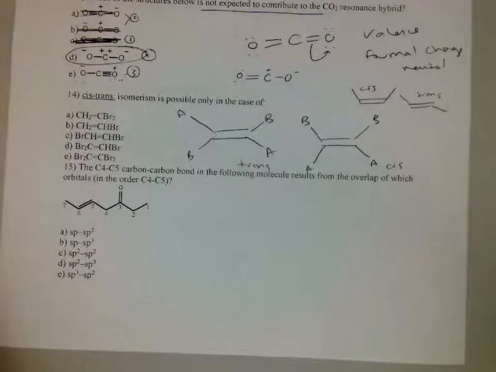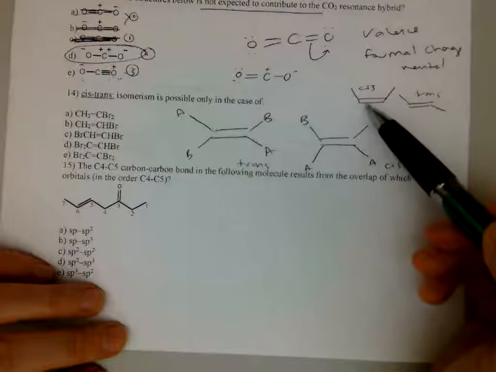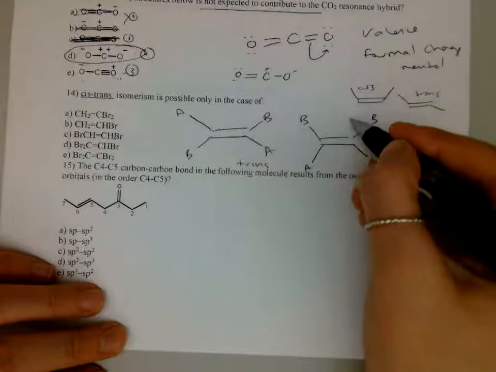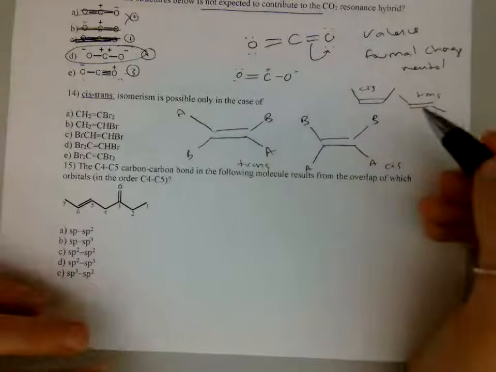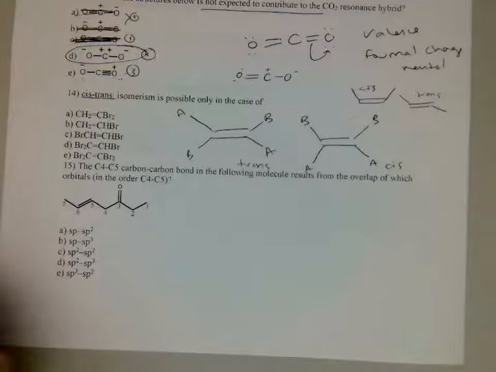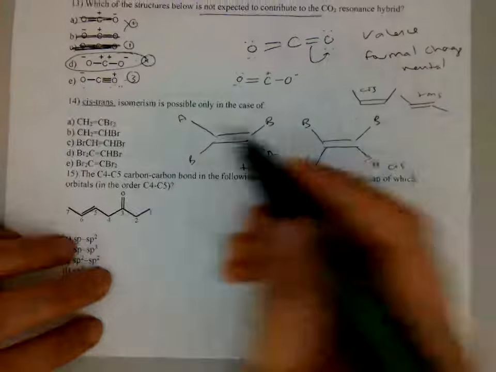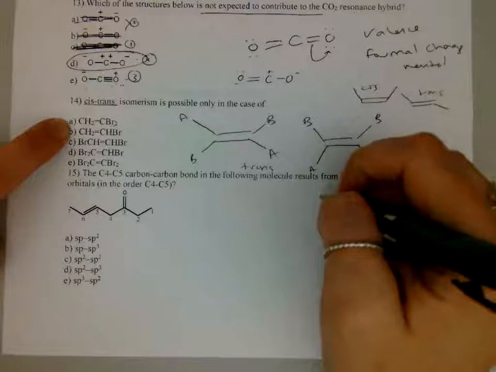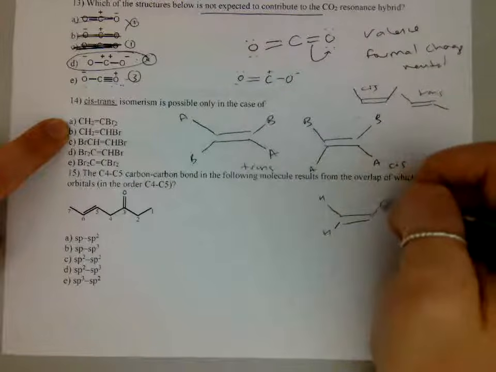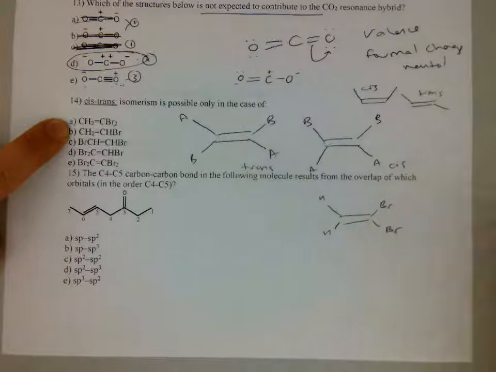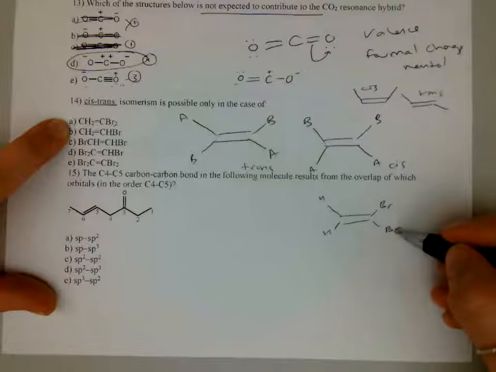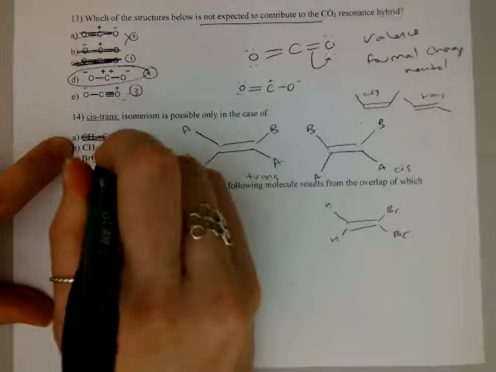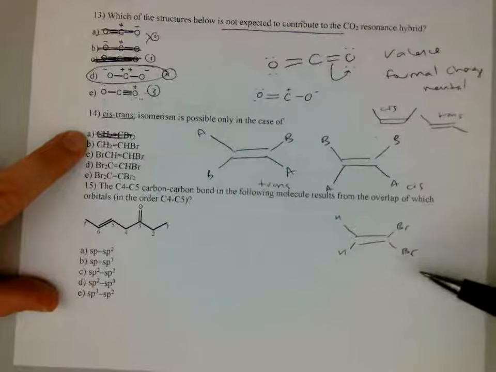So you have to have two different groups on each side of your carbons. You have to have a CH3 and a carbon, an A group and a B group, and they have to be different. So here we have our CH2CBr2. What that gives you is an H, Br, Br. It doesn't matter if you detach these and flip them around, you can't get different isomers. So that's not right.